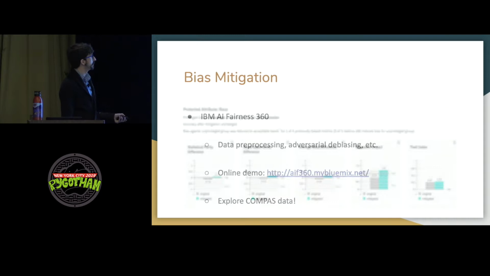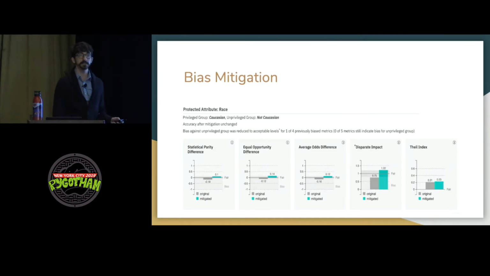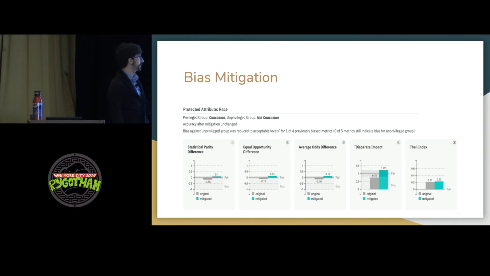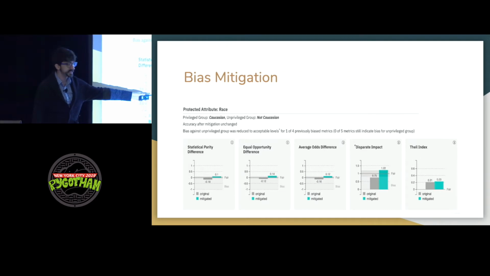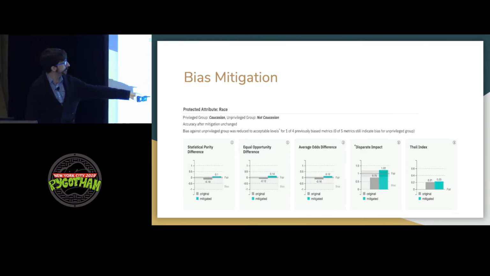What's particularly relevant to it is that you can play with the COMPAS data yourself at this website. And it will show you, using these different measures, there's statistical parity, average odds difference, disparate impact. And it will show you, these gray bars are more or less how biased the model was before, and the green bars are how biased the model was after the pre-processing.